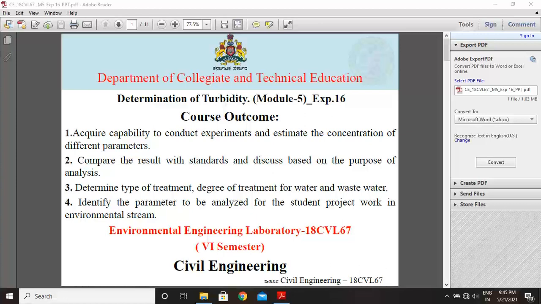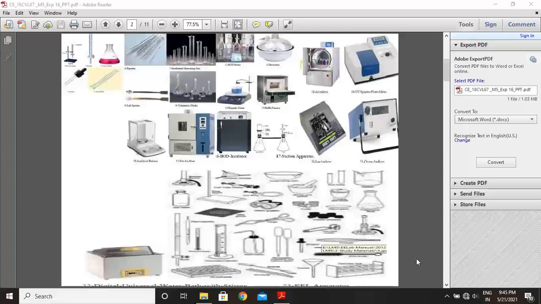The title of the subject is Environmental Engineering Laboratory and the subject code is 18CVL67. This comes in the 6th semester of the civil engineering branch. So these are the equipment or apparatus used in environmental engineering lab experiments. If you want to conduct any one experiment, you have to use the apparatus or equipment concerned to that experiment. Now all of you remember these experiment apparatus as well as equipment.